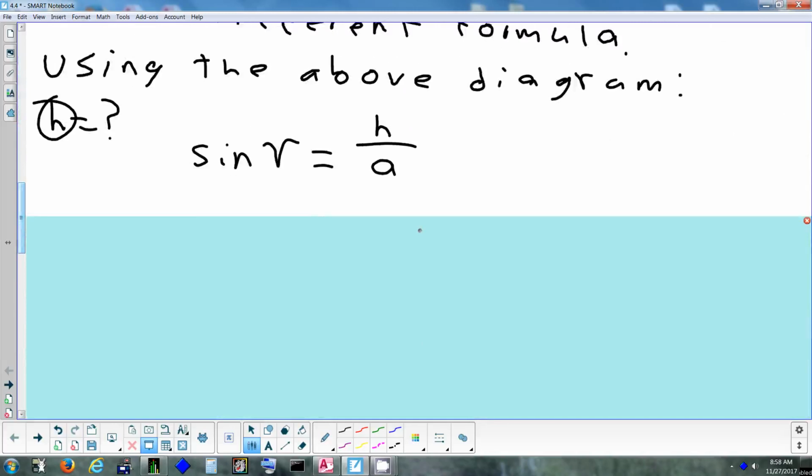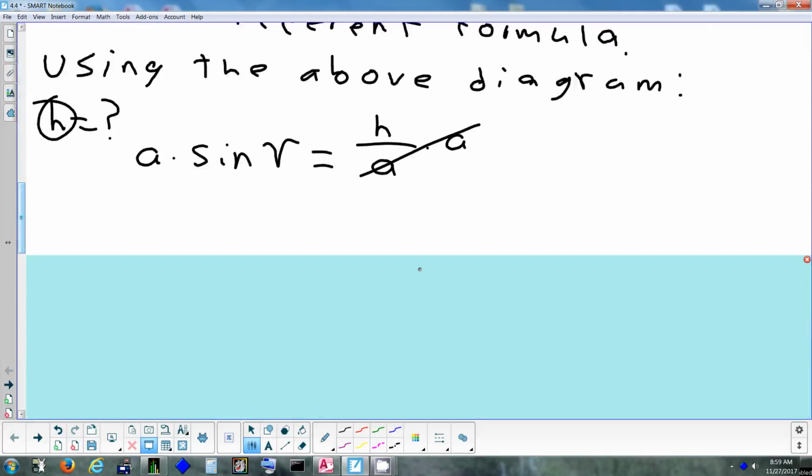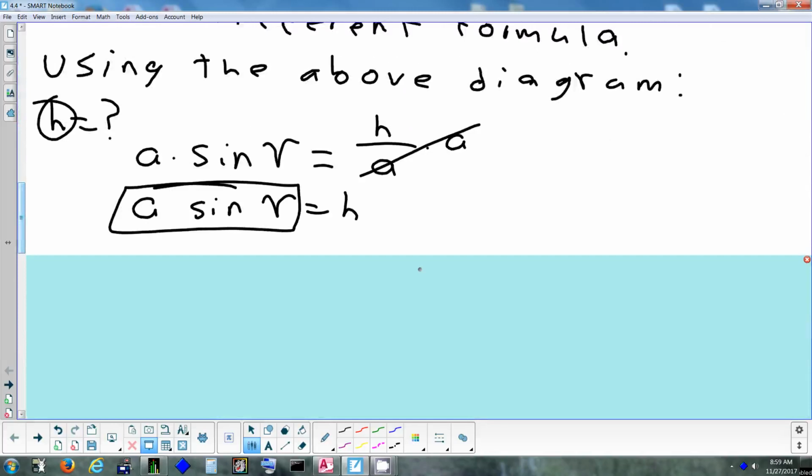Okay, Paige, how would I get H by itself there? Yep, multiply both sides by A. Multiply both sides by A, and there's a formula for H: A sine gamma equals H.